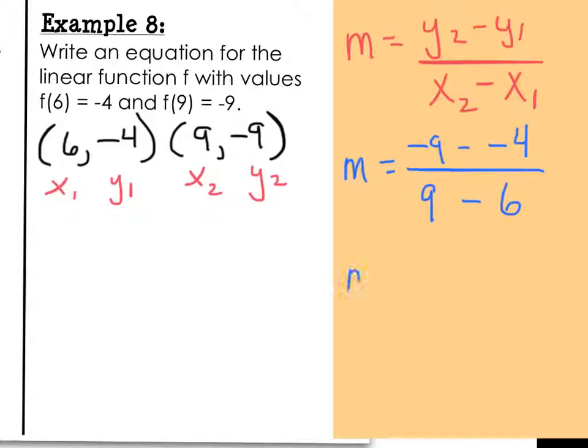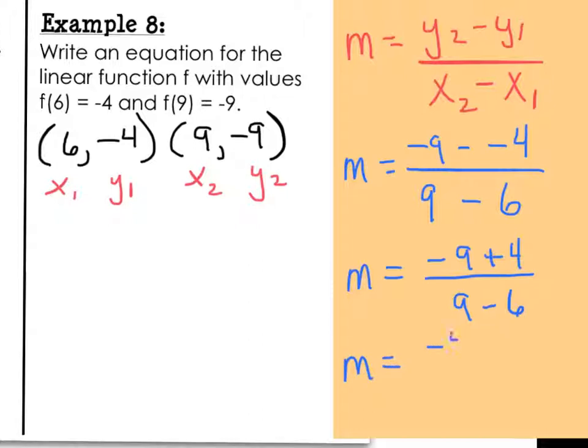Now we need to rewrite some of this because we know that a negative and a negative actually equals a positive. So we want to rewrite it so that it's very clear what we're going to do in our operation. So we have negative 9 plus 4 divided by 9 minus 6. So negative 9 plus 4 gives us a negative 5, and 9 minus 6 gives us a 3. So our slope is simply negative 5 divided by 3.